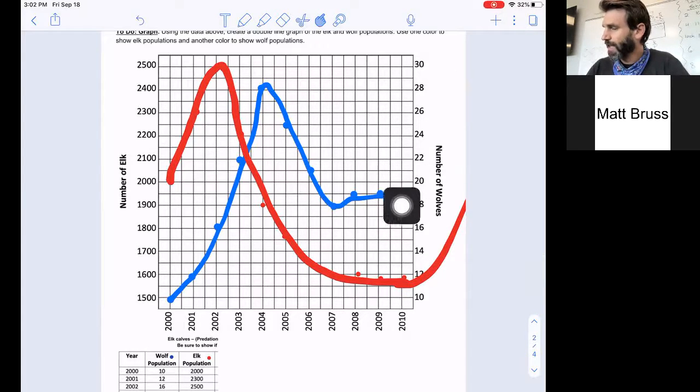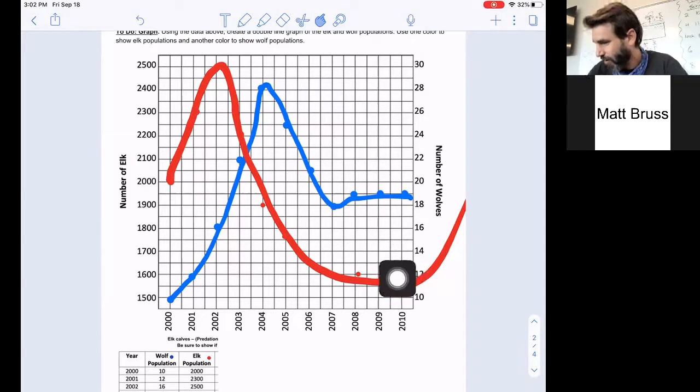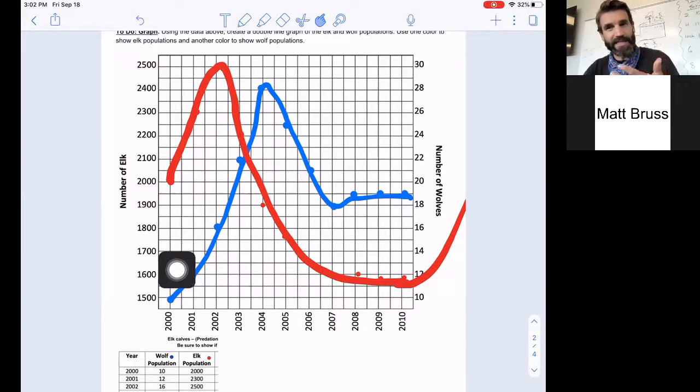So while in this region right here the line for wolves is higher than the line for elk, that does not mean that there are more wolves, right? You can see it's about 19 wolves, whereas it's about 1,550 elk, right? So it can be a little deceiving, but you just have to remember that we're looking more towards trends.